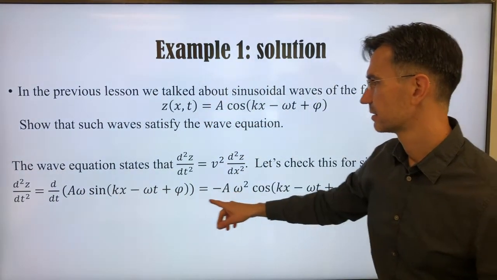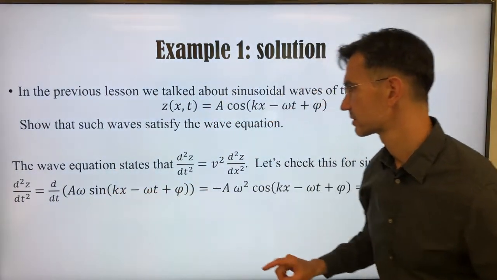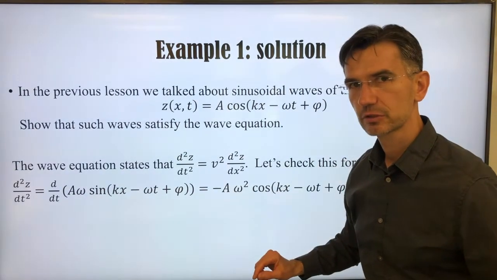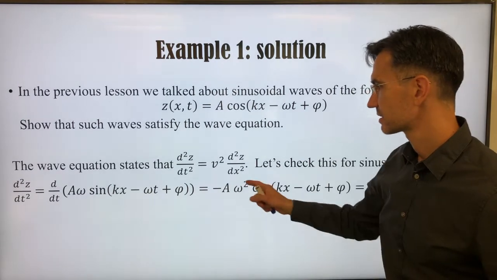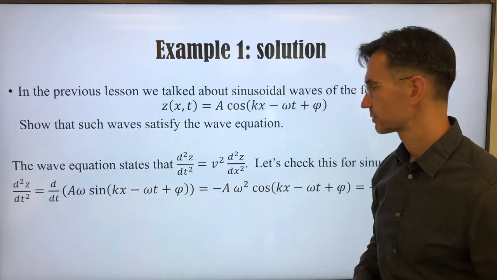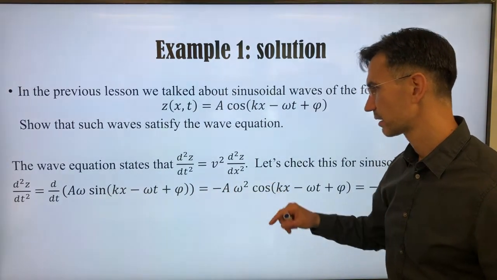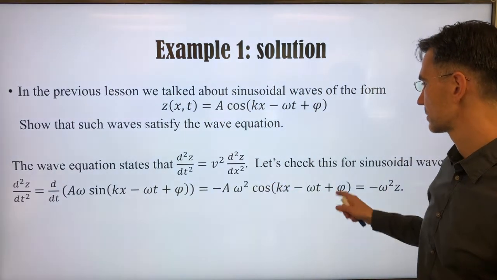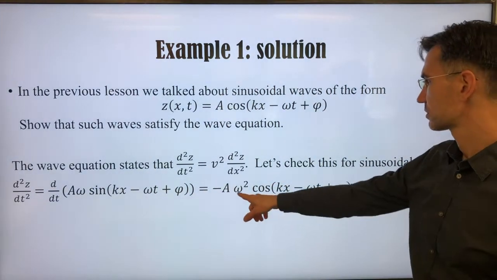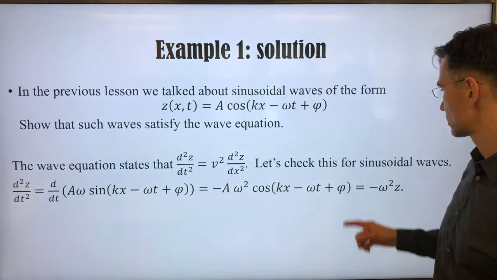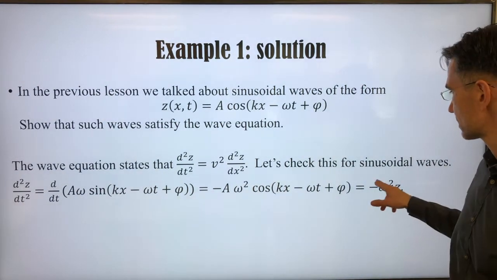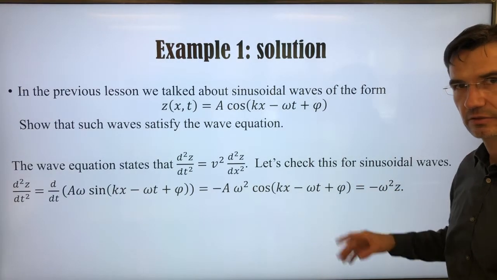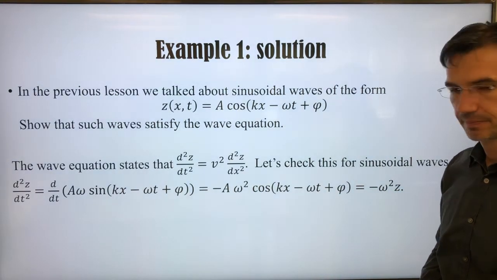Now again, the first derivative of sine is cosine, and then we're taking a derivative with respect to time, so we have another factor of minus omega coming out front. So the second derivative of z with respect to time is minus a omega squared cosine(kx minus omega t plus phi), which is very similar to our starting expression. It's just minus omega squared z. This is our vertical acceleration. It's minus omega squared z.